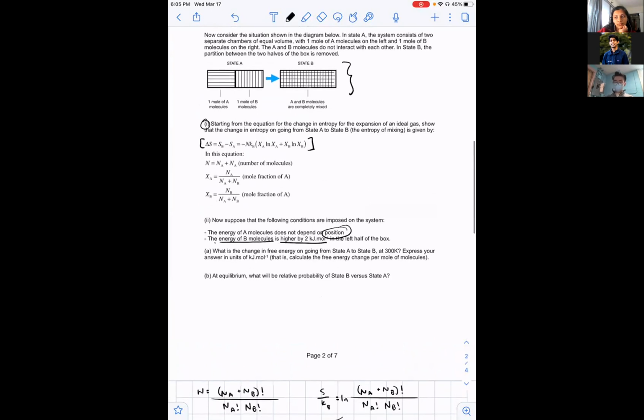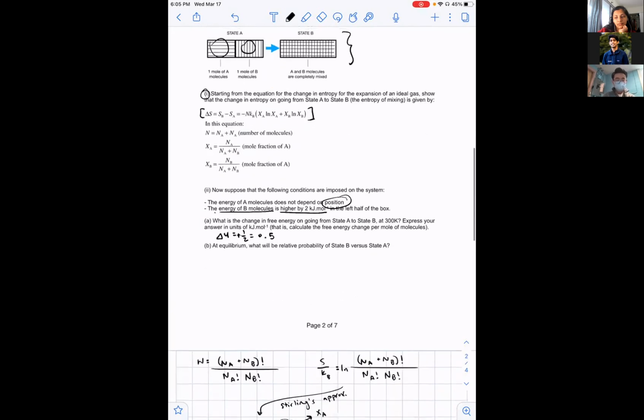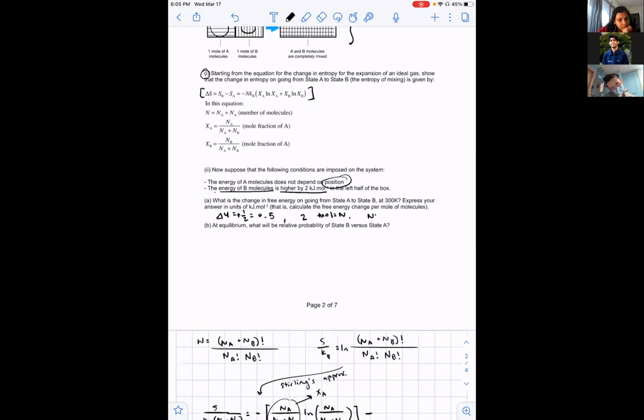So we know that delta U is equal to 1/2 of 2, or 0.5. This is a positive value because we're moving in that direction. And the total number of moles, so we have one A molecule and one B molecule, so we have 2 total moles, is equal to N. N KB is the constant we'll be using a lot, so we can calculate that early. That's equal to 2 times R joules.